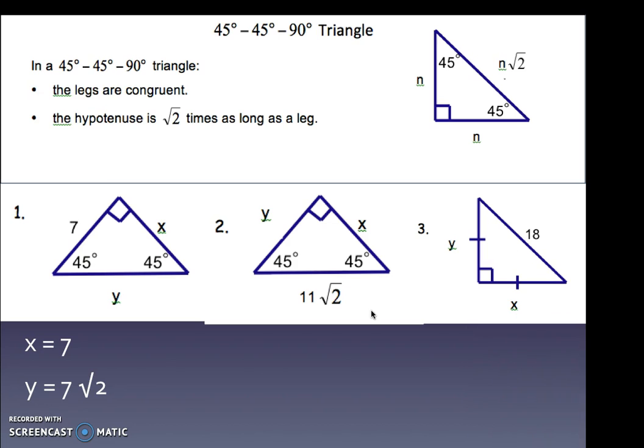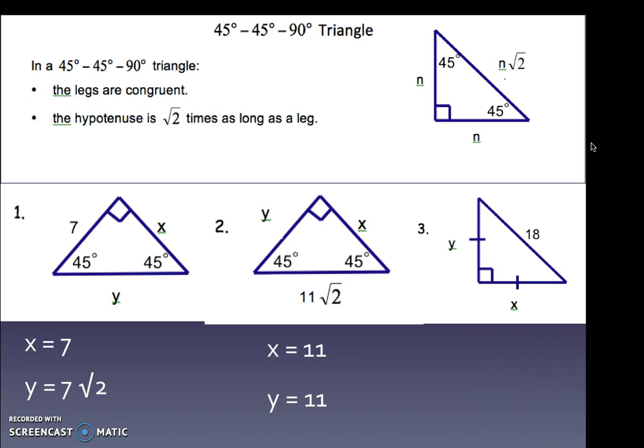Okay, so for number 2, you are given the hypotenuse, which is 11 square root of 2. And if you look up at our diagram here, the hypotenuse is n square root of 2, and n is the length of the leg. So this one is actually super easy. X and y are both going to be 11, because the legs will be 11. The hypotenuse is 11 square root of 2.